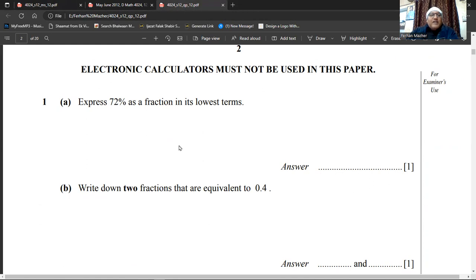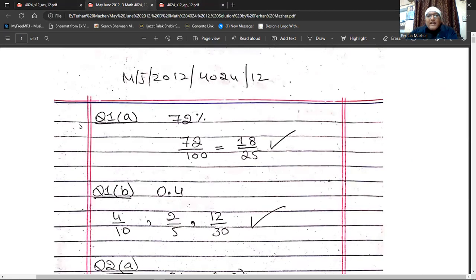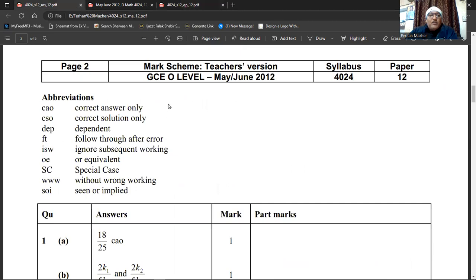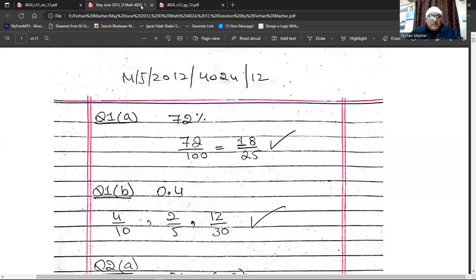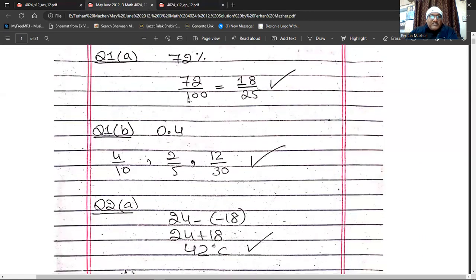Then question number 1, B part, write down two fractions that are equivalent to 0.4. You know, 0.4 will be 4 by 10. And 4 by 10, if you cancel both the numerator and denominator by 2, you will get 2 by 5. If you multiply both the numerator and denominator by 3, you will get 12 by 30. So these are fractions which are equivalent to 0.4. Okay, so our answer is right. This is the solution.